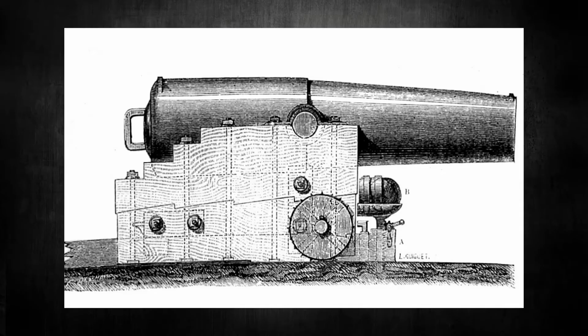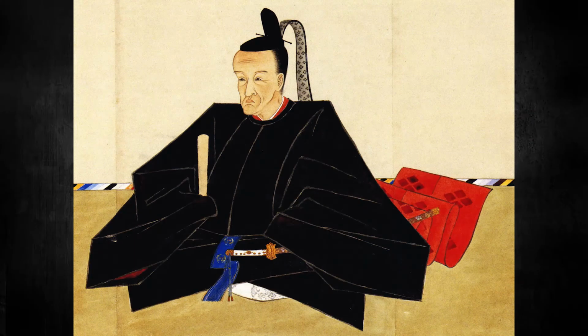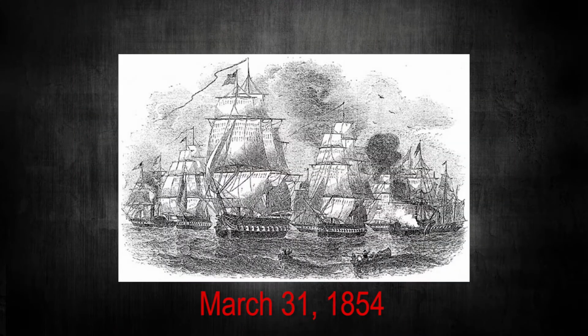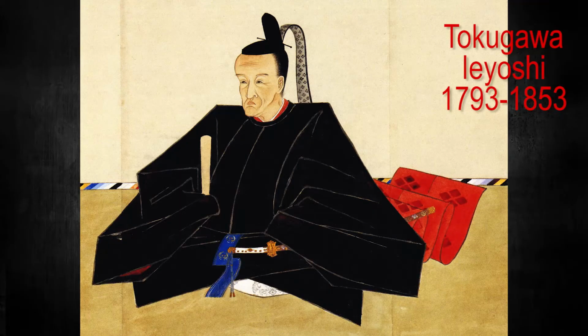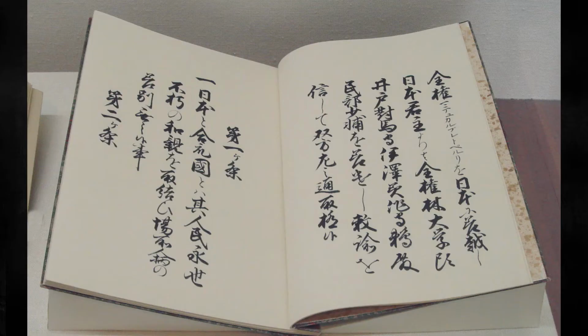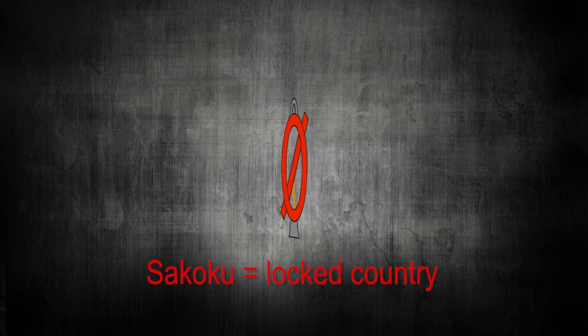Perry showed off the cannons in Edo Bay, now called Tokyo Bay, in order to intimidate the shogun into giving way. But the shogun didn't budge, and Perry would have to return. The following year, Perry came back with a bigger fleet, and the shogun yielded to him. During what is now called the Convention of Kanagawa, they came to a treaty for trade, extraterritoriality, and the establishment of embassies. Sakoku was over, and other Western nations quickly followed suit.